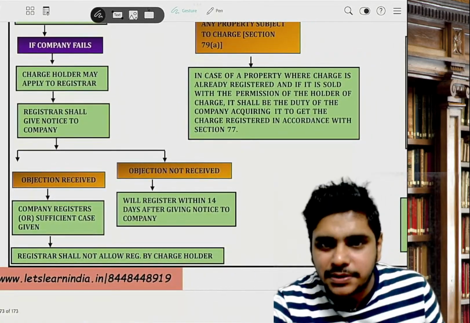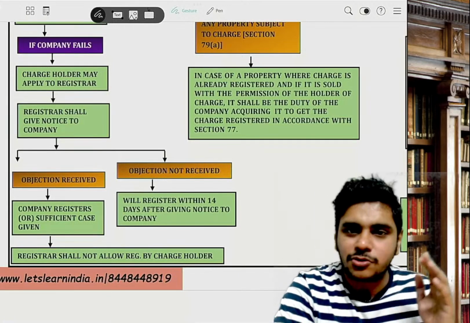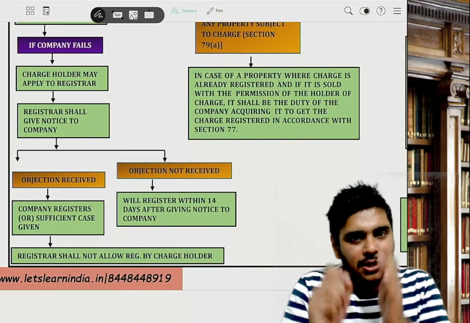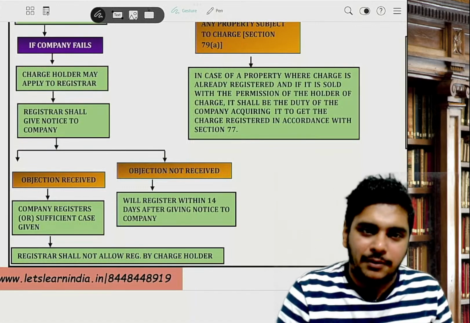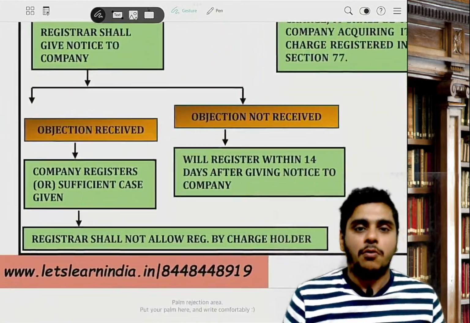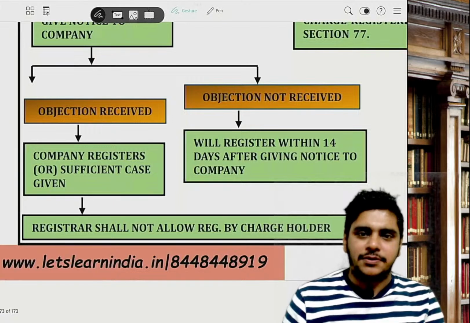Ideally, the company's duty is to go to the ROC. The company is not going, the bank is going. So the ROC will not directly register the charge. ROC will go to the company and say, okay, company, this bank has come to us for registration. What is your view? Please tell me your view.